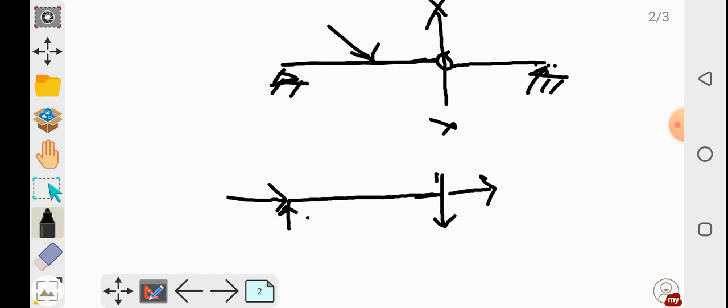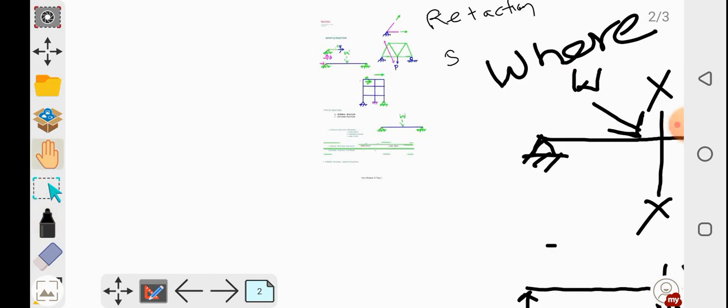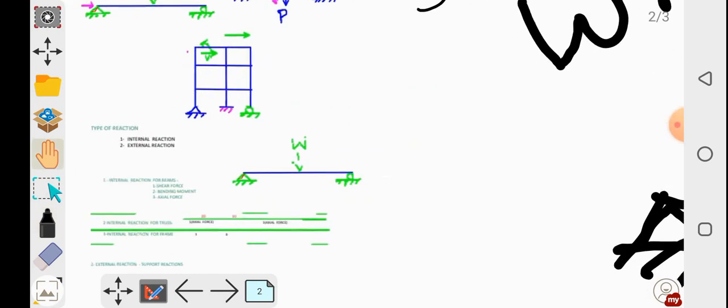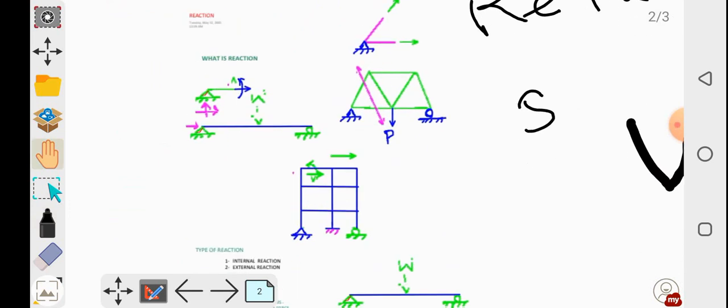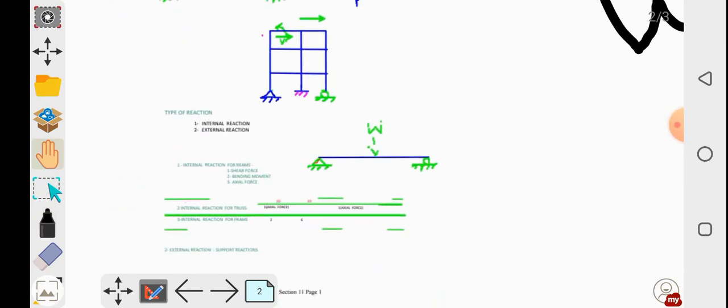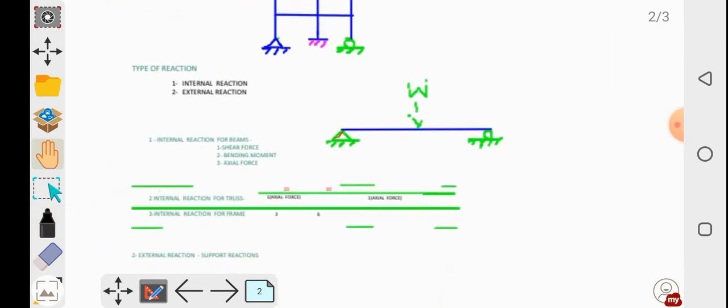So we have seen how the reaction is generated and where the reactions are generated. Now we will discuss the types of reaction and types of support. I have prepared a slide here. We have seen what a reaction is. Now we will see what types of reaction there are. Basically, reactions are of two types.